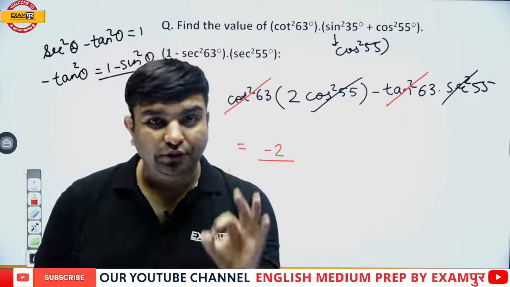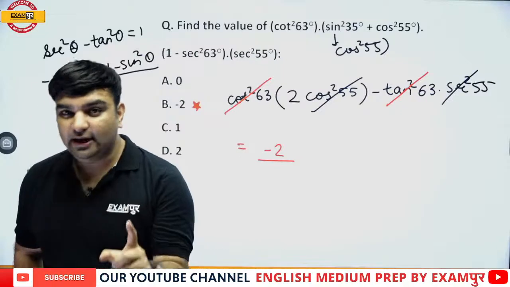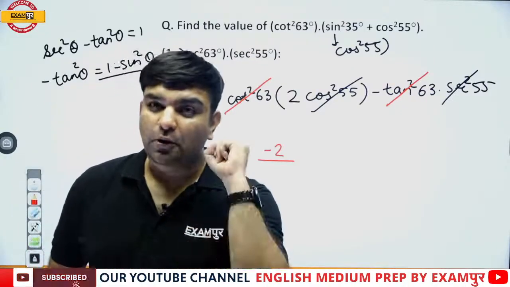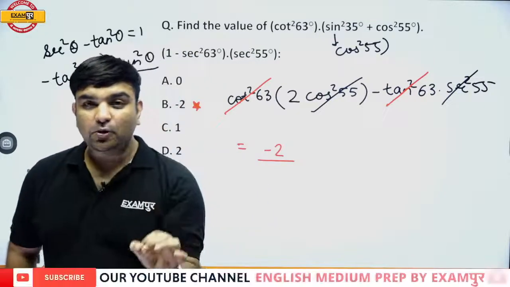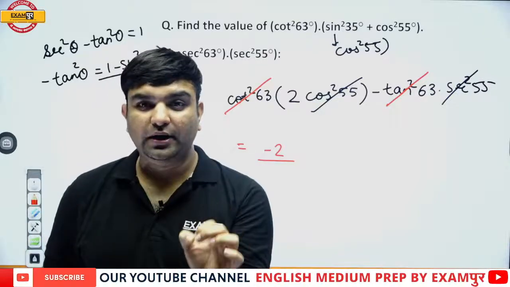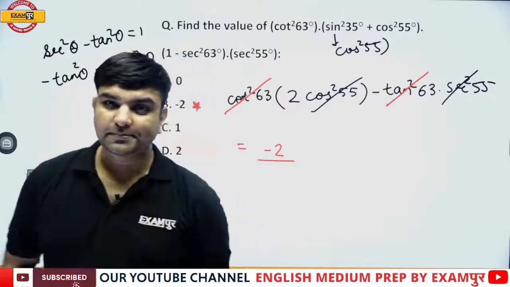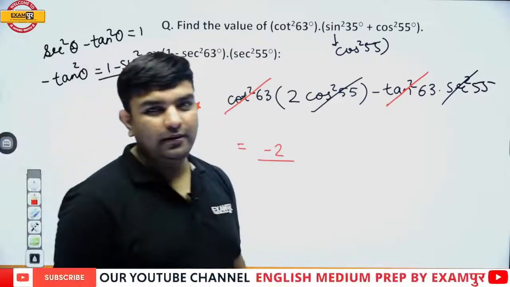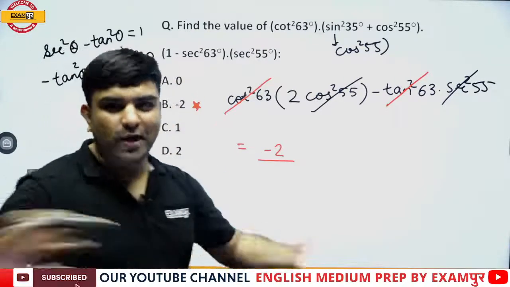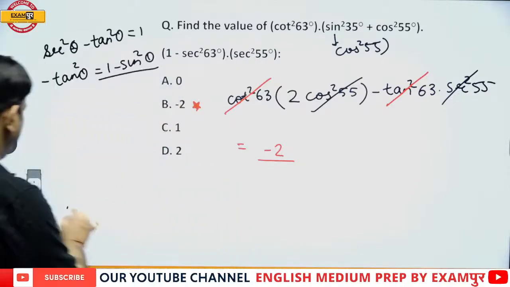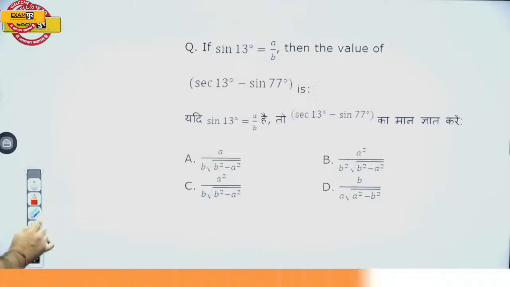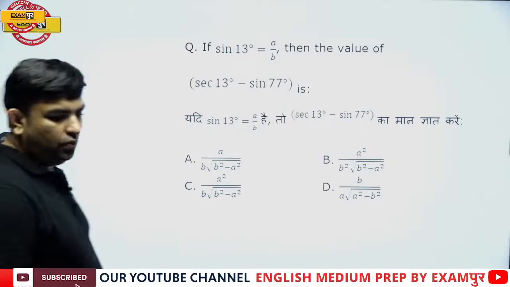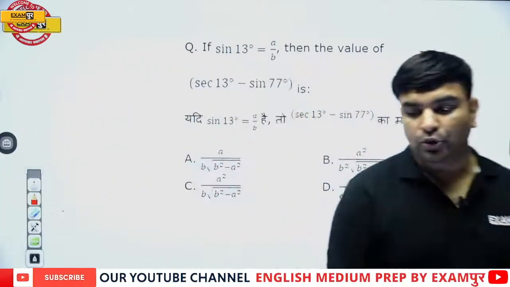which I'm trying to deliver to you, in CGL, if 4 questions come, you will get 4 out of 4. In CPO, if 6 to 7 questions come, you will get 7 out of 7. That is the biggest advantage of this topic. Once you are good, you are absolutely good.